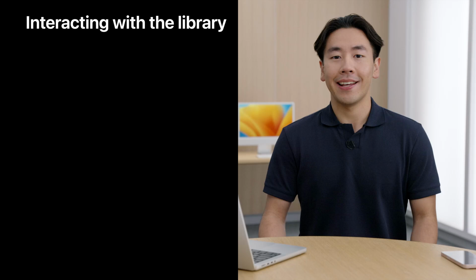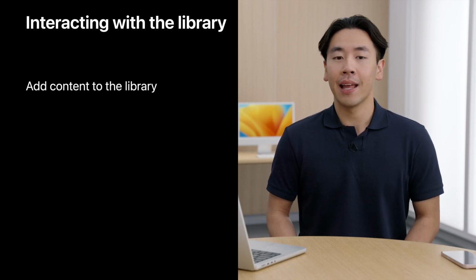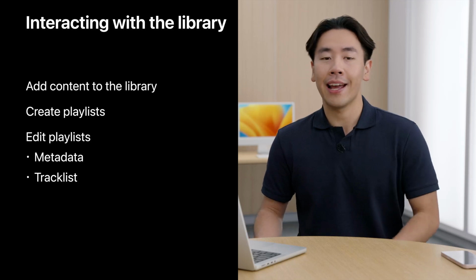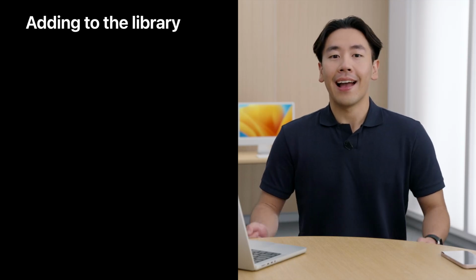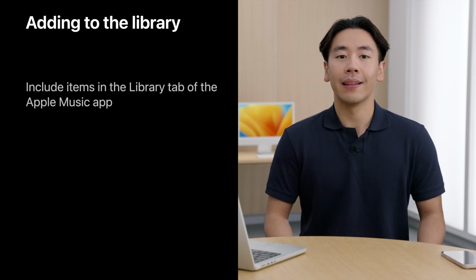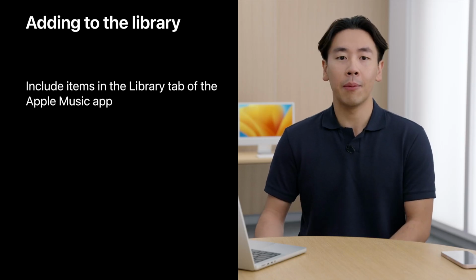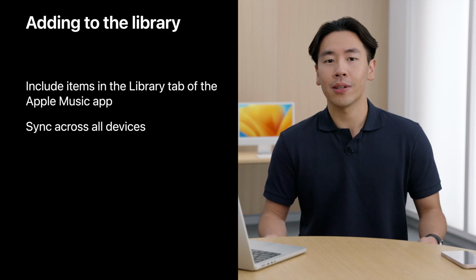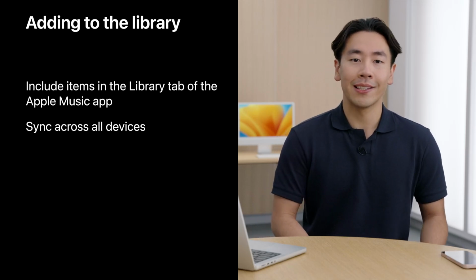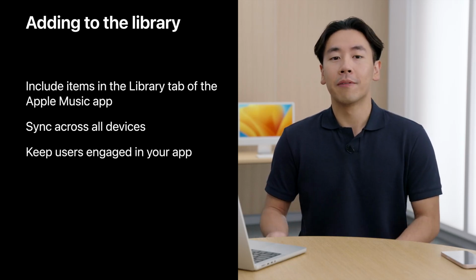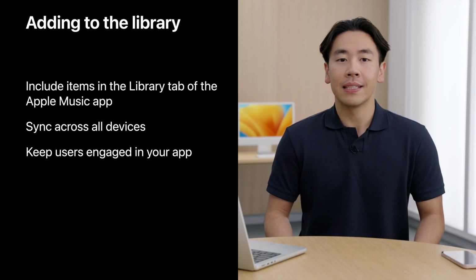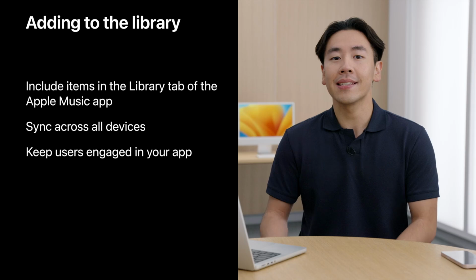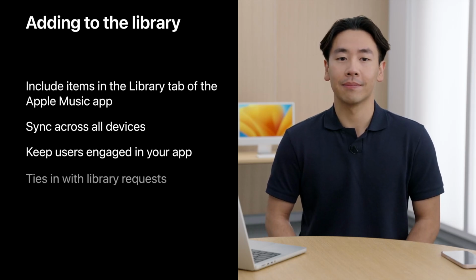The various other ways to interact with the library are adding content to the library, creating playlists, and editing playlist metadata and track list. Adding content to the user's music library allows people to find specific songs or albums in the library tab of the Apple Music app, as well as synchronizes across all devices once Sync Library is turned on in settings. Providing this functionality directly in your app saves people from context switching between the Apple Music app and yours, so they can stay engaged in the content you're providing.